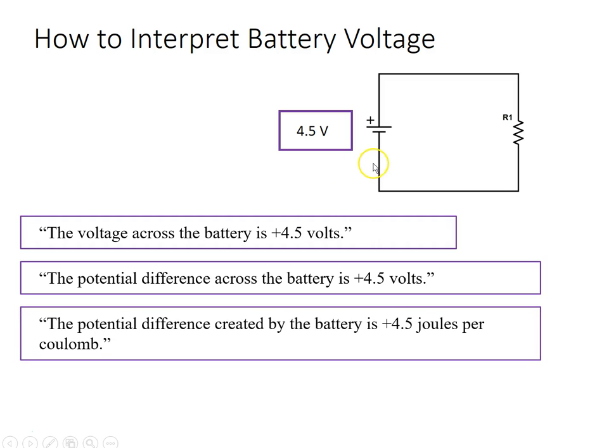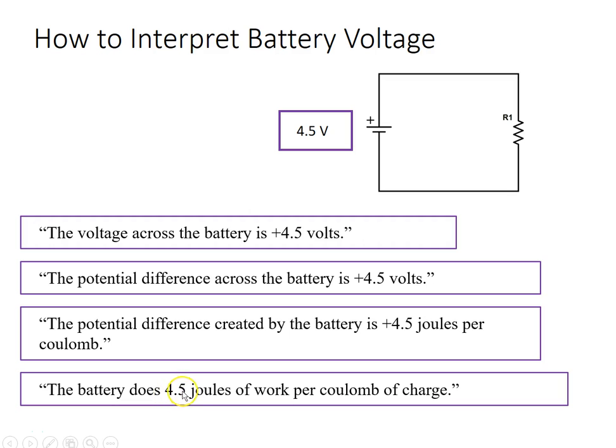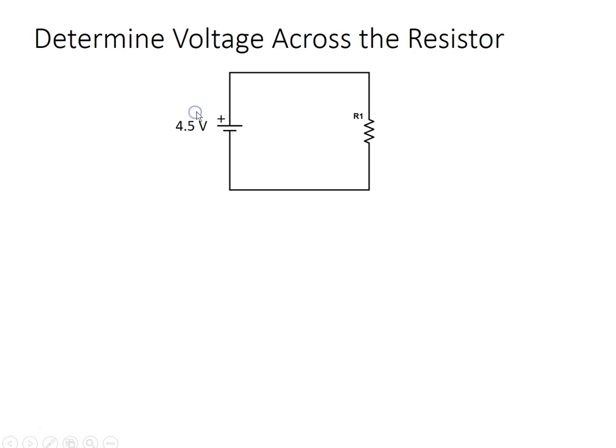Or you could say the potential difference created by the chemistry in the battery is 4.5 joules per coulomb. And again, it's plus. Or you could say the battery does 4.5 joules of work per coulomb of charge passing through it. These are all equivalent statements. And you really just go back to the water circuit analogy. This is the energy inside of your circuit. The chemistry is doing work on the charge, making the charge go from low potential to high potential.